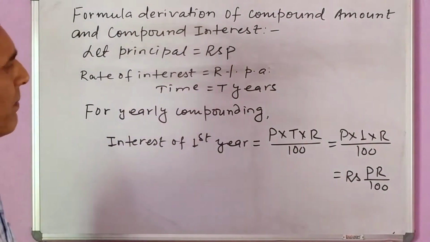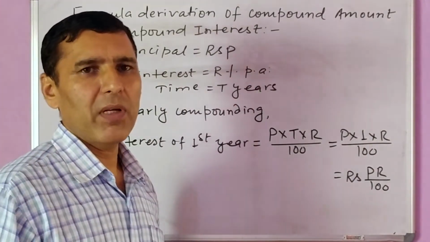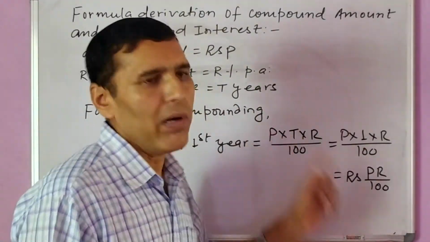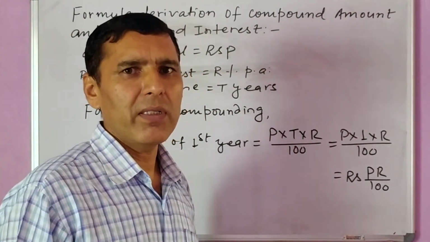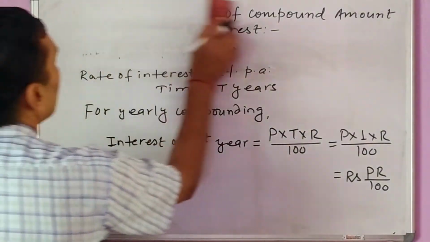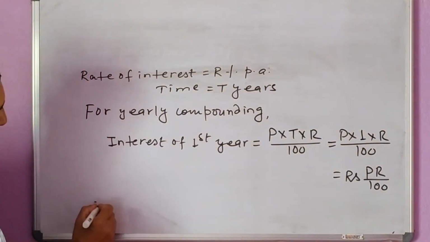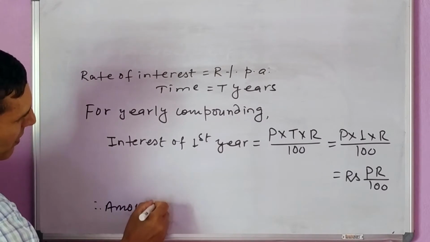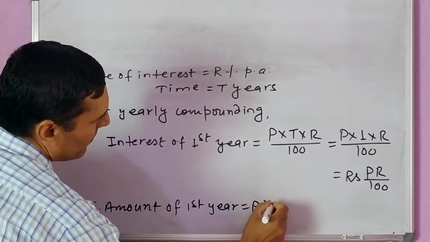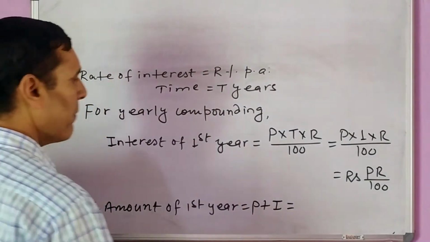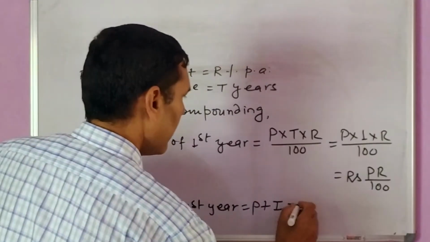Now according to definition, the sum of this interest and principal is the amount of the first year, and this amount of the first year will be the principal for the second year according to compounding process. Therefore, amount of first year is P plus I, amount is equal to principal plus interest.